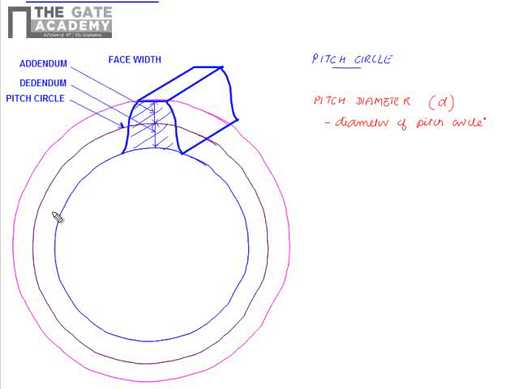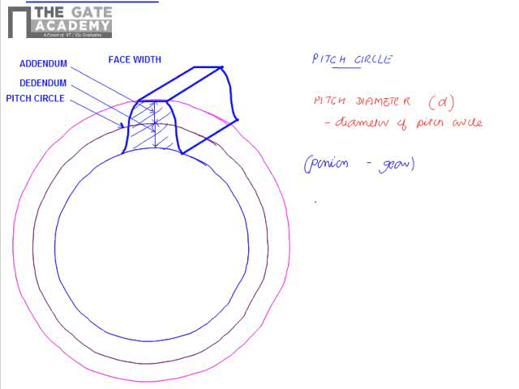When two gears are mating, usually the smaller of the gears is called a pinion, and the larger one is called a gear. This is for when a mating takes place.